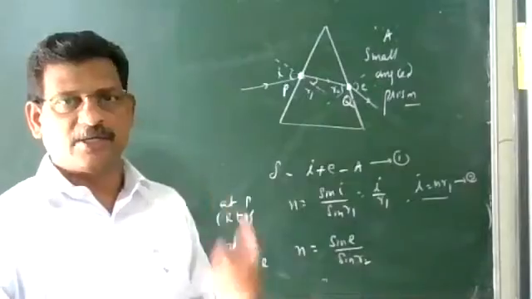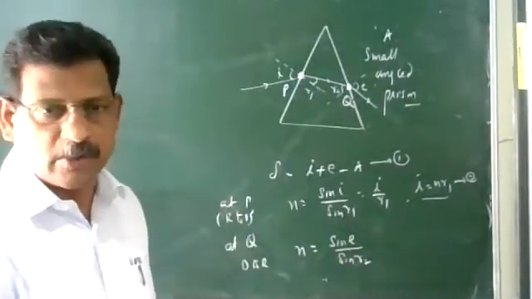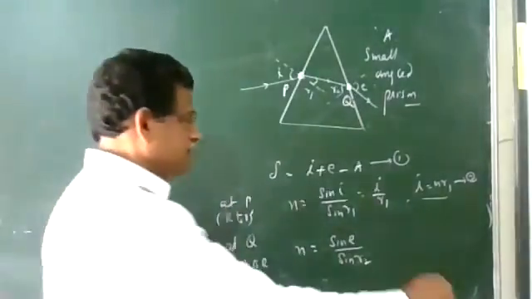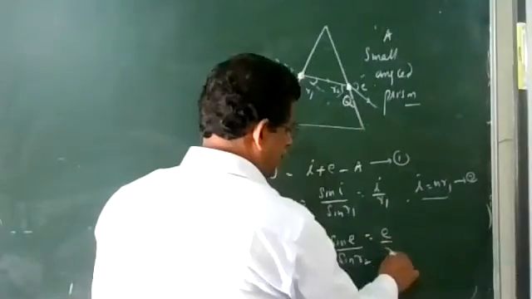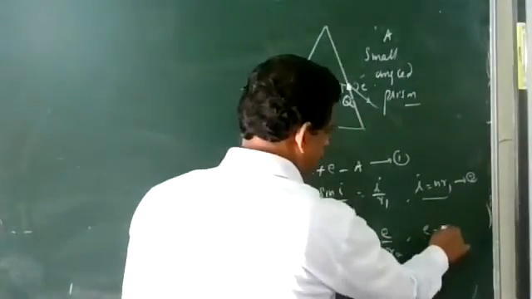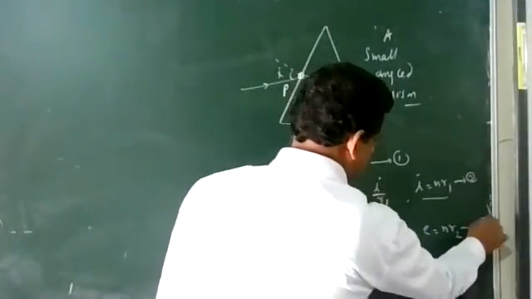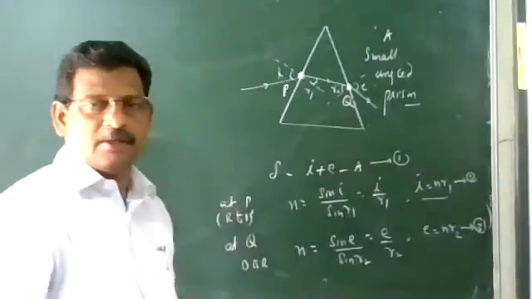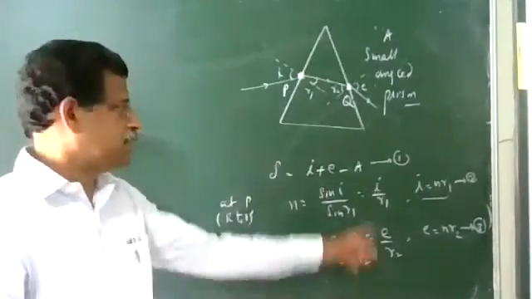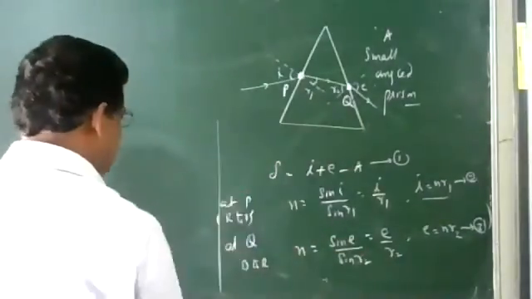Here n stands for the refractive index of the prism. We are writing in the reverse column sine e divided by sine r. For very small values, e divided by r equals n, which means e is equal to n r. Substituting these in equation number 1, we get the deviation delta.